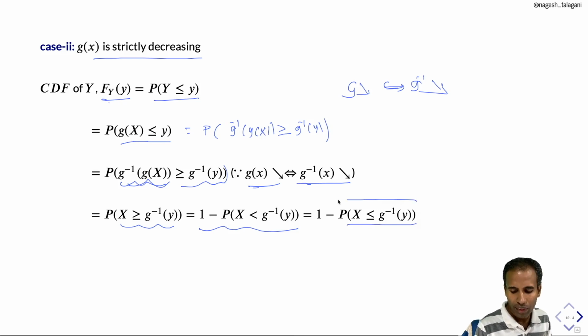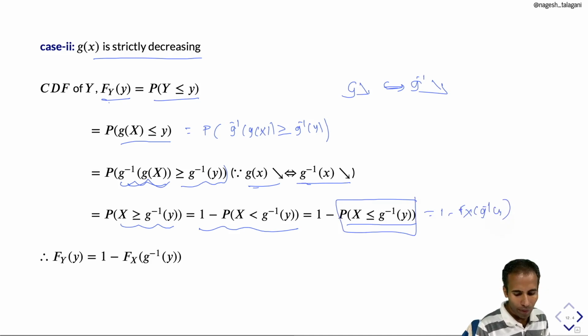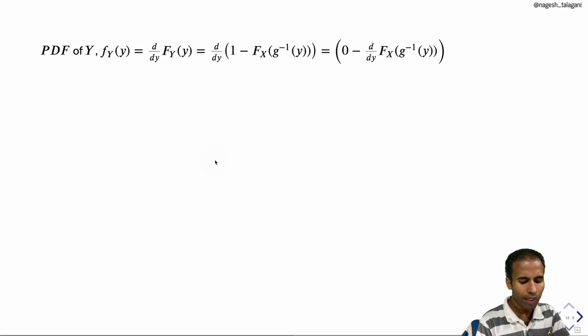Now this we can take as FX of G inverse Y. Now this we can write as 1 minus FX of G inverse Y. So therefore the CDF of Y, FY of y, equals 1 minus FX of G inverse y. Here the PDF of Y is going to be the derivative of the CDF of Y. And on the right hand side, the derivative of 1 minus FX of G inverse y.